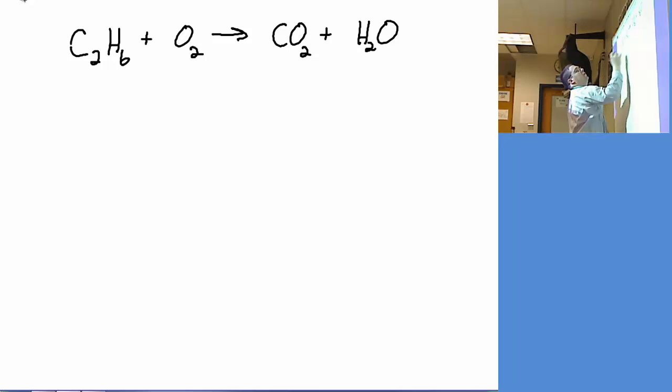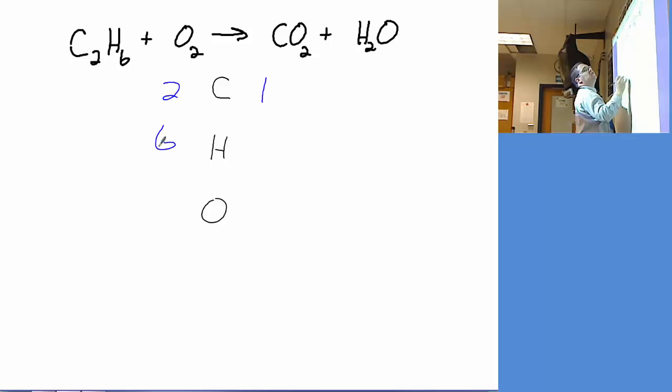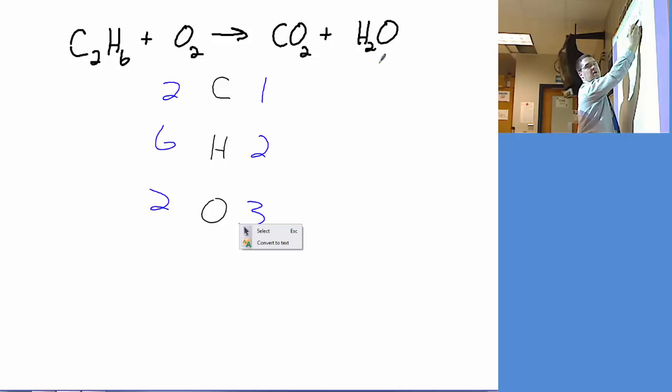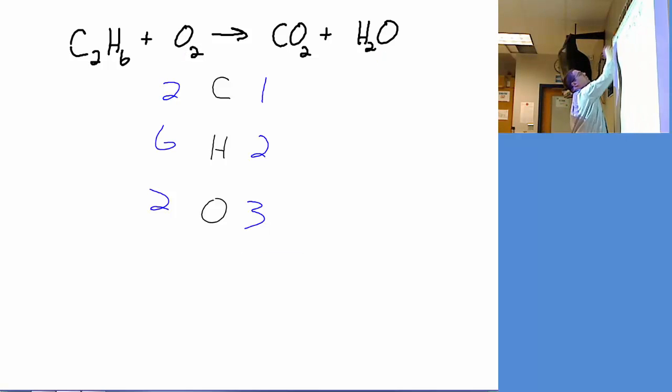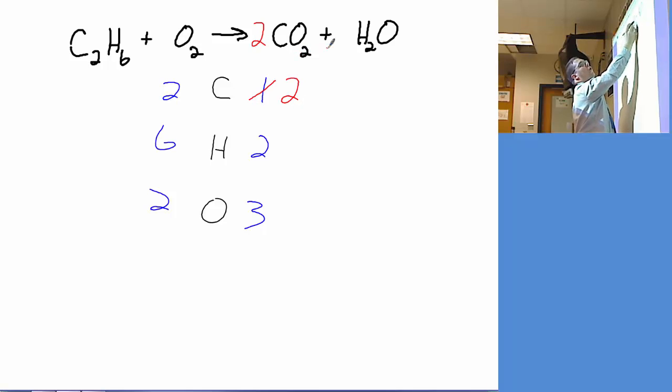So we're going to tally our carbons, our hydrogens, and our oxygens. And so we've got 2 carbons on the left, 1 on the right, 6 hydrogens on the left, 2 on the right, 2 oxygens on the left, and a total of 3 on the right. Everything's out of balance. We're going to leave oxygen for the end because it's by itself and in more than one location. So let's start with carbon. 2 on the left, 1 on the right. So we're going to put a 2 in front of CO2 to give us 2 carbons. That changes our oxygens. 2 times 2 is 4, plus 1, so that updates to 5.